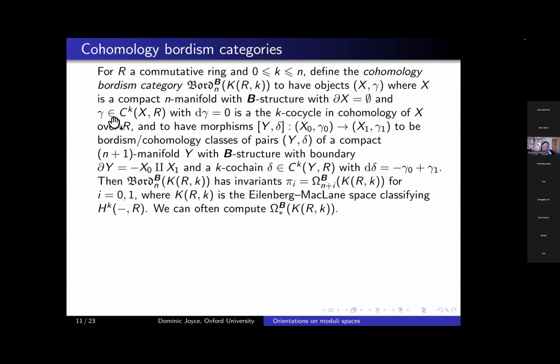Also, gamma is defining a cohomology class in the kth cohomology of X with coefficients in R. But it's slightly more than that. We want an actual choice of a cochain, a cocycle, rather than simply the cohomology class. Then the morphisms are bordisms and cohomology classes of a compact manifold Y whose boundary is minus x0 and x1, and a k-cochain delta on Y whose boundary, or, well, that's not the right way to say it.